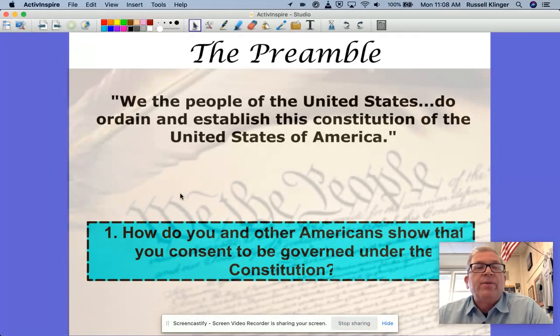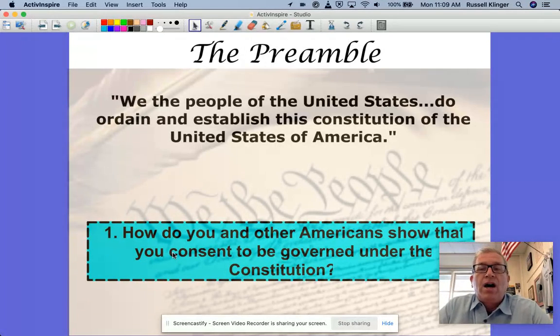Assignment 20 asks you to break some of these things down. For example, we, the people of the United States, do ordain and establish this Constitution of the United States. A question here I would ask is, how do you and other Americans show that you consent to be governed under a Constitution? The word consent in this case means agree to, right? If you were sitting in front of me, I would ask you this question, and hopefully some of you could think, how do we show how we agree to be governed under this document that we call the Constitution?